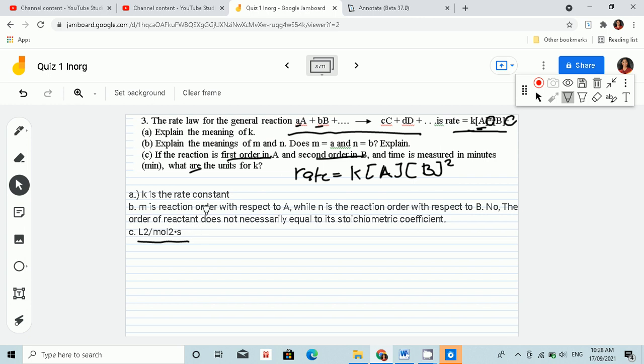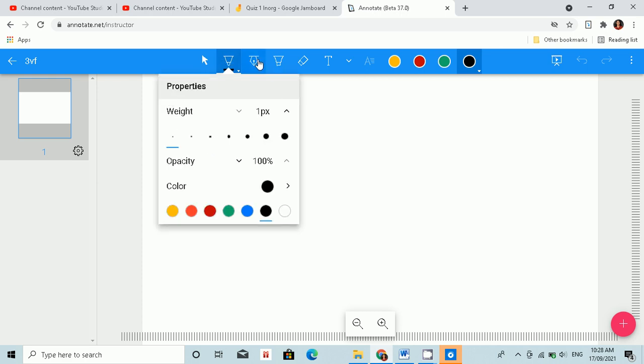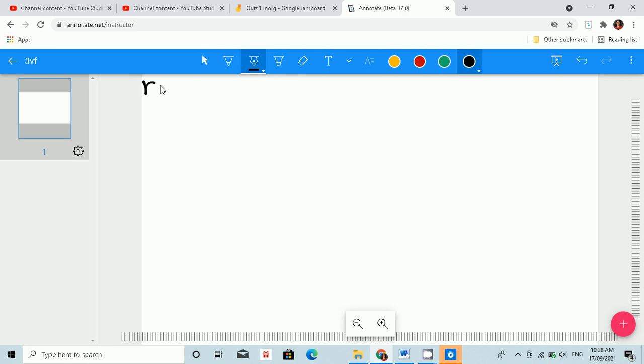Okay, let's solve that one. Let's see how we got that. Okay, so rate, let's write. We have rate is equal to K times A, and it's B square since it's second order. We are to find the value of K. Now to get the unit of K, we have to rearrange the equation by dividing both sides by concentration A times concentration B square.